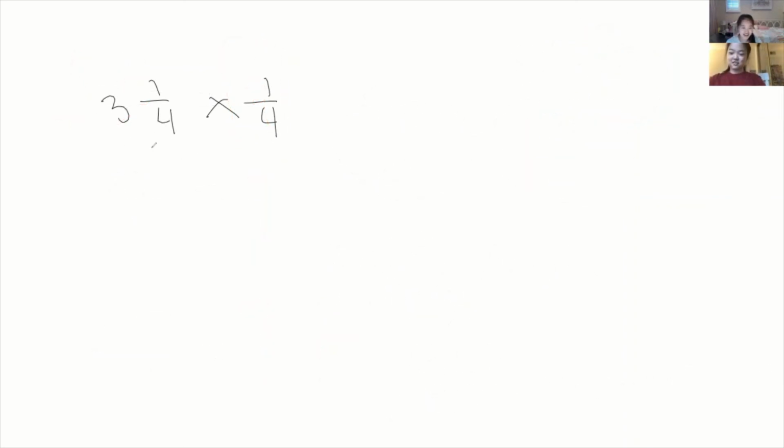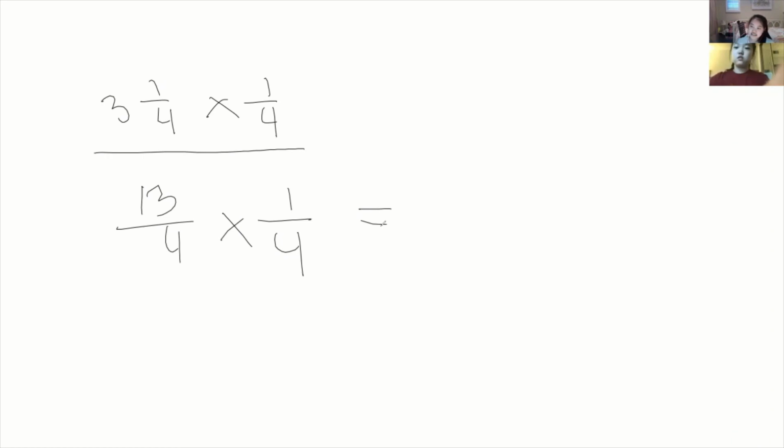All right, 3 1/4. So in this equation, remember that I told you that all mixed numbers have to be converted into improper fractions? Yeah. So what do you get when you convert 3 1/4 into an improper fraction? Yeah, 13/4. Okay. And then 1/4 is an improper fraction, so we could just use that. Then we can multiply the numerators together, and then we can multiply the denominators together. So what's 13 times 1? 13. What's 4 times 4? Okay, 16.